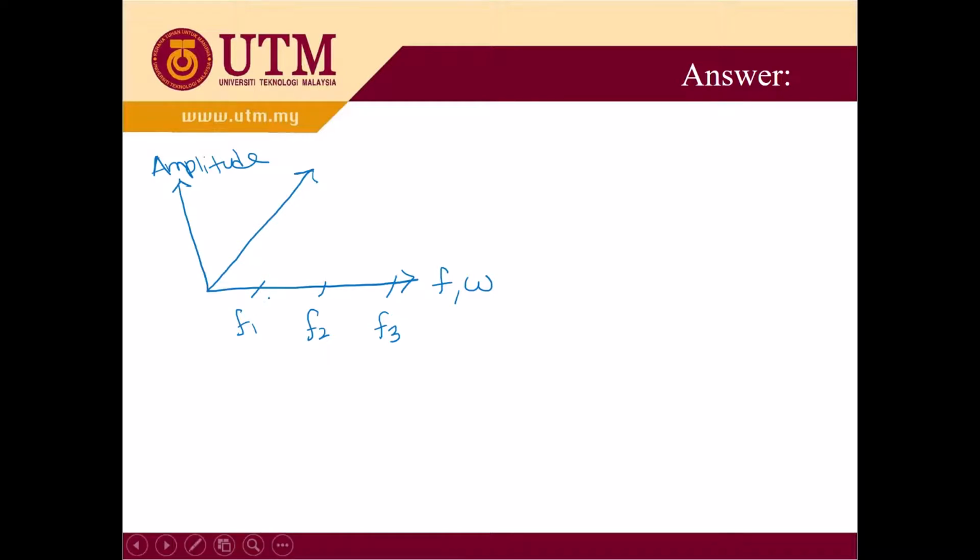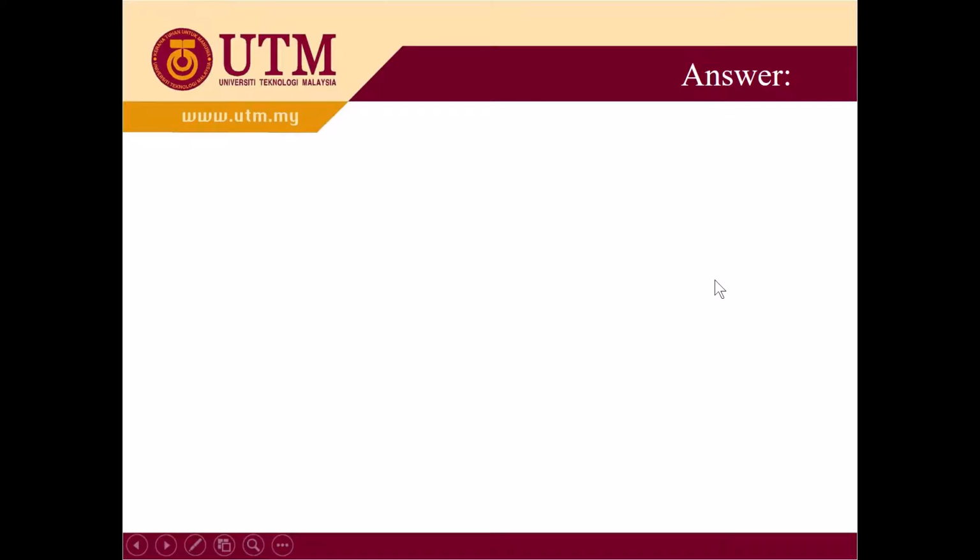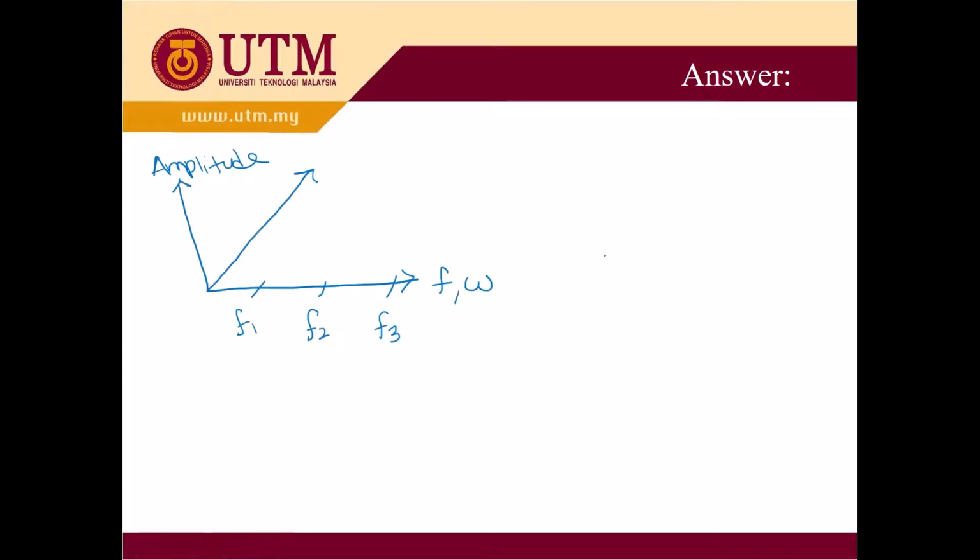Okay, in the frequency domain we can only see one straight line, something like this. We have the one straight line just to represent the amplitude of the signal at the specific frequency. This is in the frequency domain.